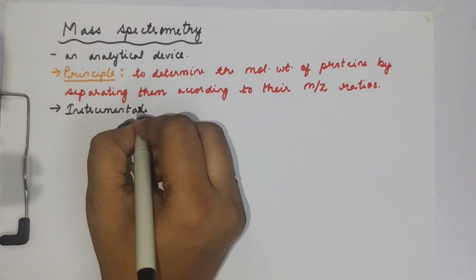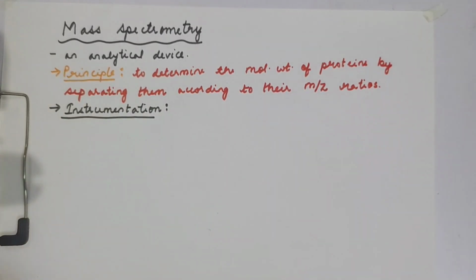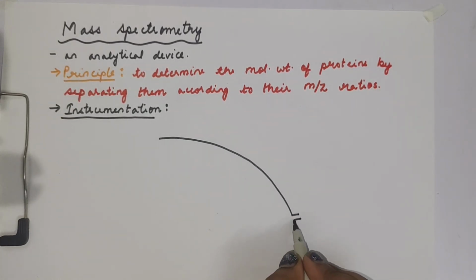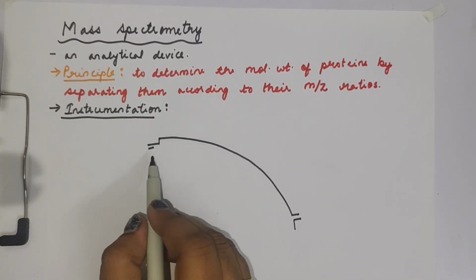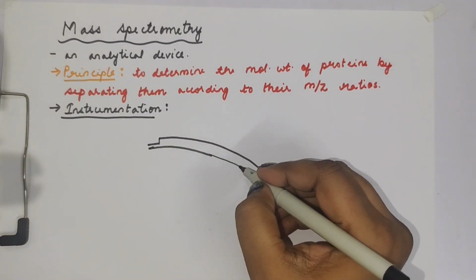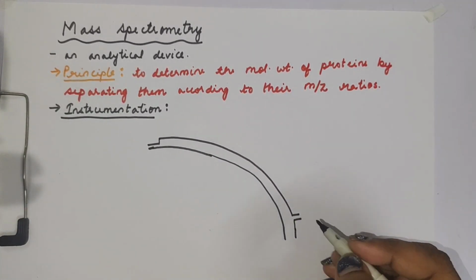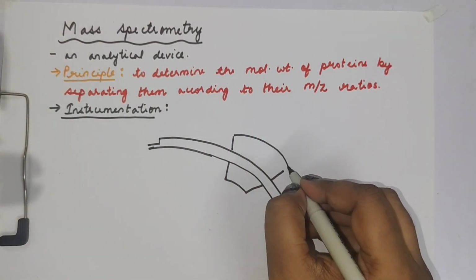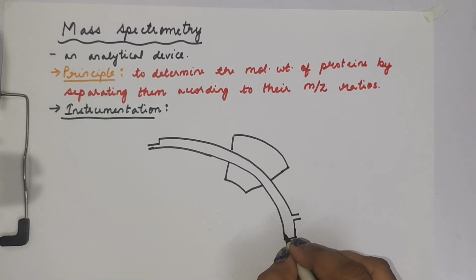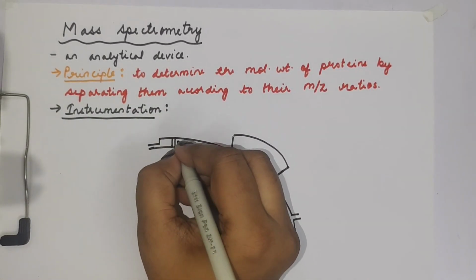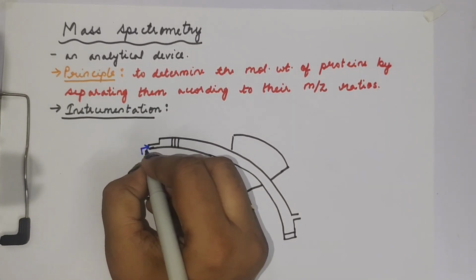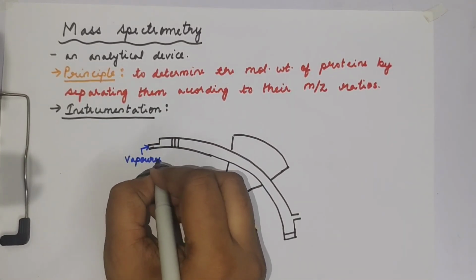So, as it is an analytical device, let us understand the instrumentation or the process of this technique. So, first of all, let us draw the diagram of this mass spectrometry. This is a very simplified line diagram of the process. First of all, we have to draw an arc, double layer it, and in the middle of this arc, we have to draw another angular process. So, the first step of this technique is that the sample is taken in the vaporized form.